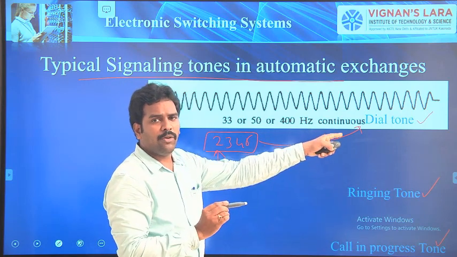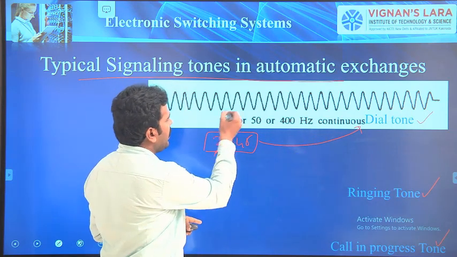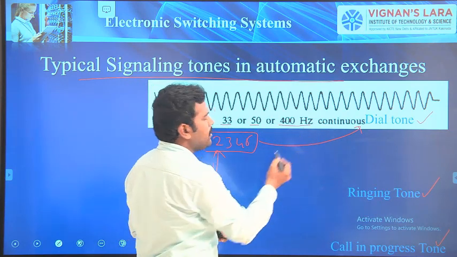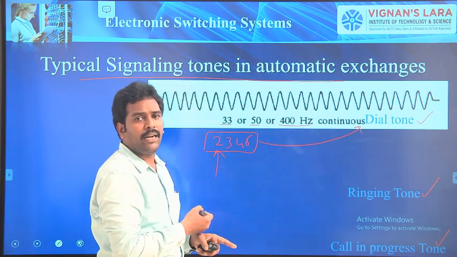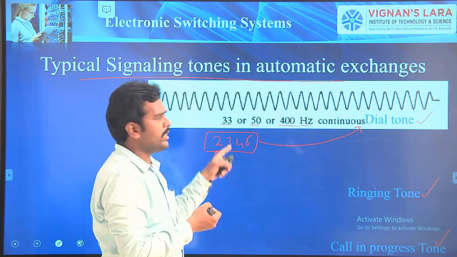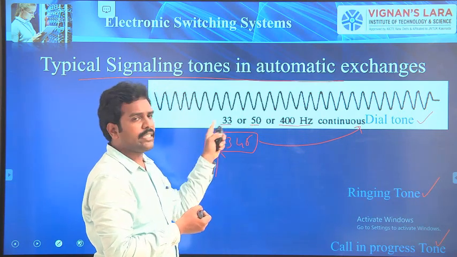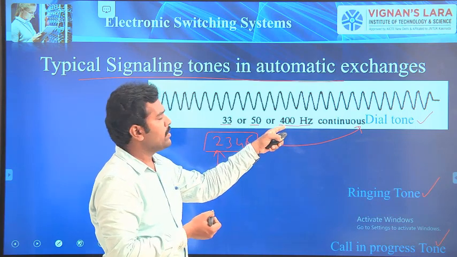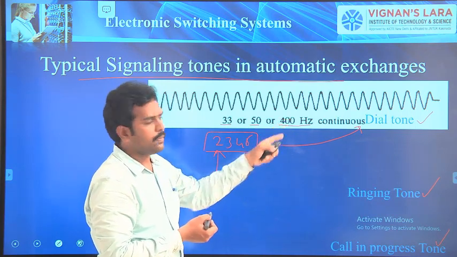To generate this dial tone, they produce a signal of 33 Hz or 50 Hz or 400 Hz, based upon the country norms. They use either a 33 Hz signal, a 50 Hz signal, or a 400 Hz continuous signal as a dial tone.